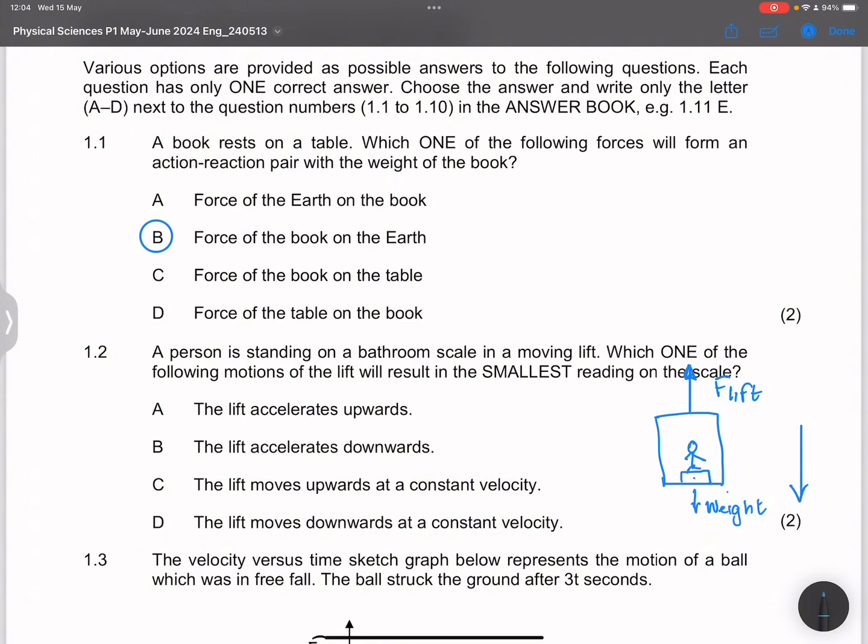Okay, so let's look at this. They say the lift accelerates upwards, the lift accelerates downwards. I would go with B, but let's look at the other options. The other options say constant velocity. So I definitely say B is my answer.